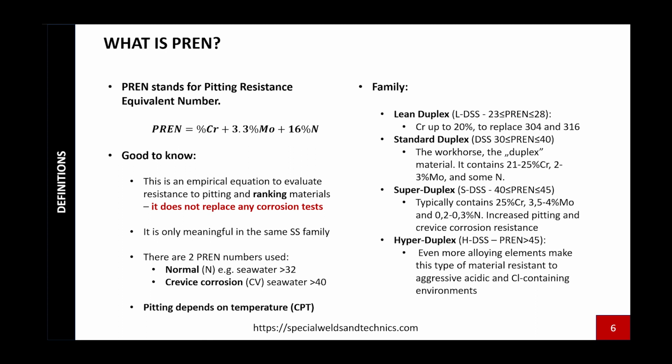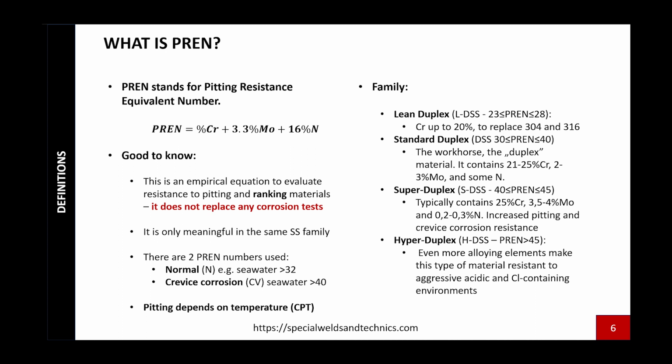I'm going to show later in this video what's happening in the crevice corrosion. And just to explain the difference between the PREN numbers, for a crevice corrosion we need minimum 40. So this means this corrosion is more severe. So this is for the two different PREN numbers.